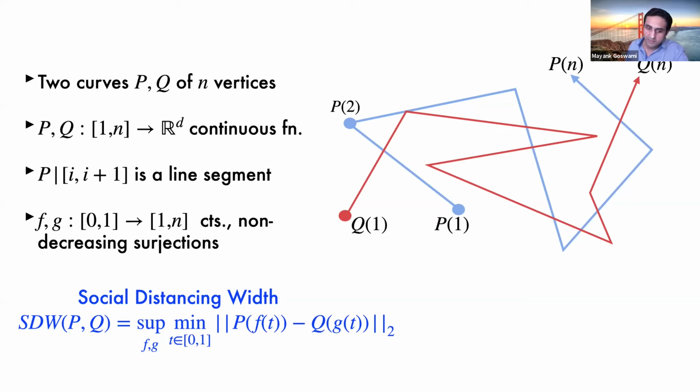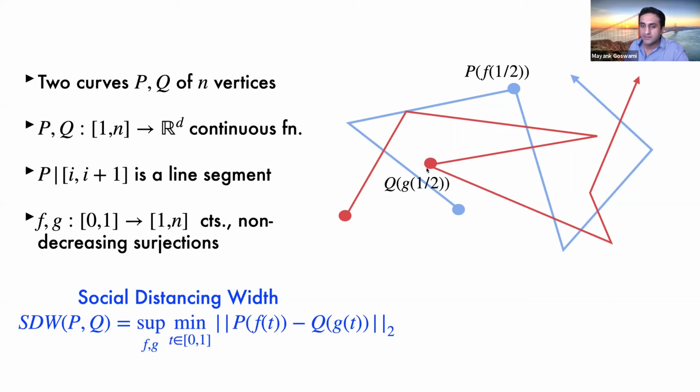So maybe the blue agent here at time half is at this vertex, and the red agent at time half is at this vertex. So we look at the distance. This is how close they are at time half. And we are trying to find a way for the agents to traverse their curves which maximizes the closest they get. This may remind some people of the Frechet distance, and it's actually a flipped version of the Frechet distance, which makes it interesting.